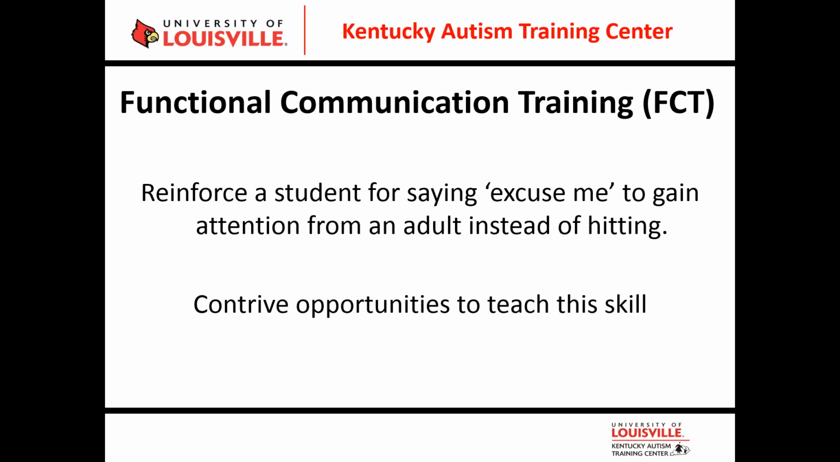So what we taught this student to do, who was vocal and had some echoic responses, was when the student wanted attention from an adult, we would have the adult in close proximity. We would see him turn towards the teacher. And so someone would prompt him to say, "Excuse me," and he'd say, "Excuse me," and the teacher would then walk over and give him attention. So what we also wanted to make sure happened is that if he did reach out and hit her, the student didn't get attention for it. But we wanted to contrive those opportunities to teach the skill.